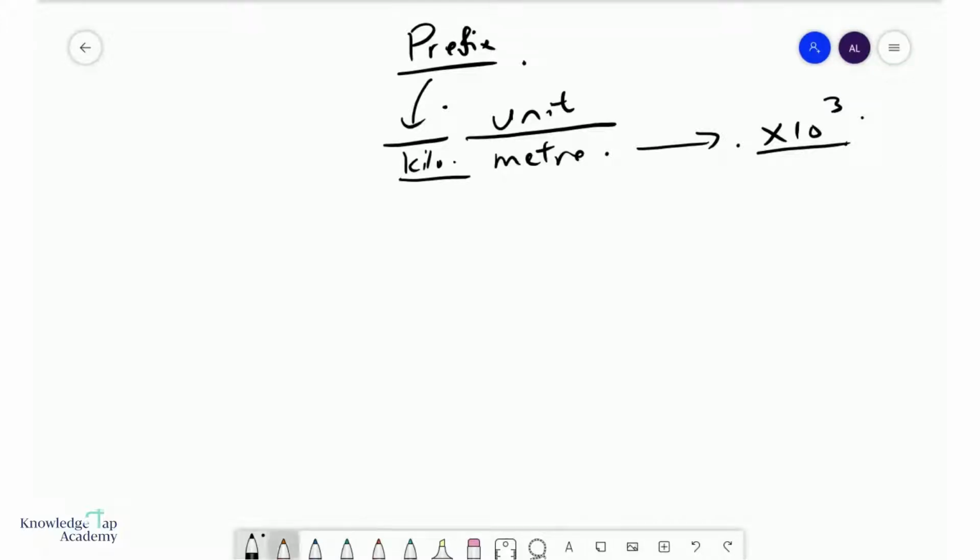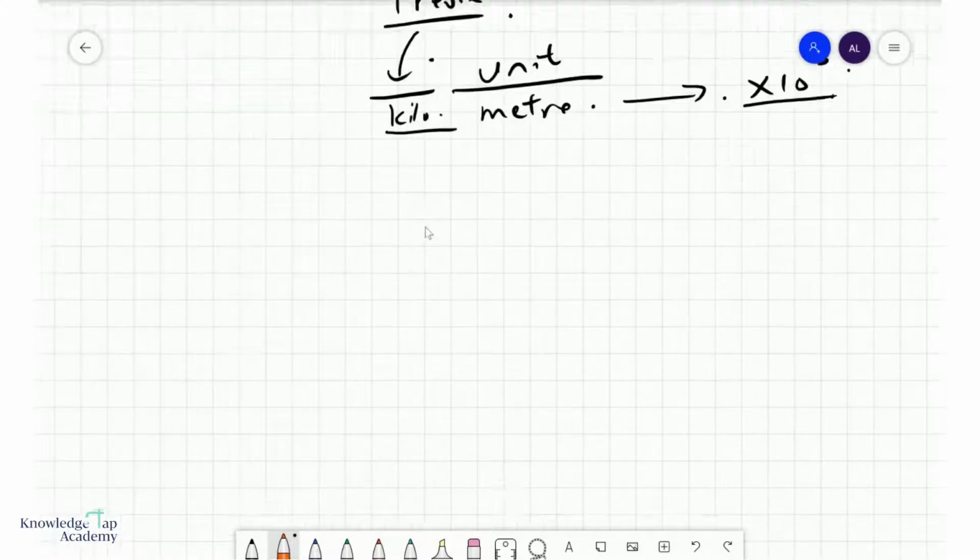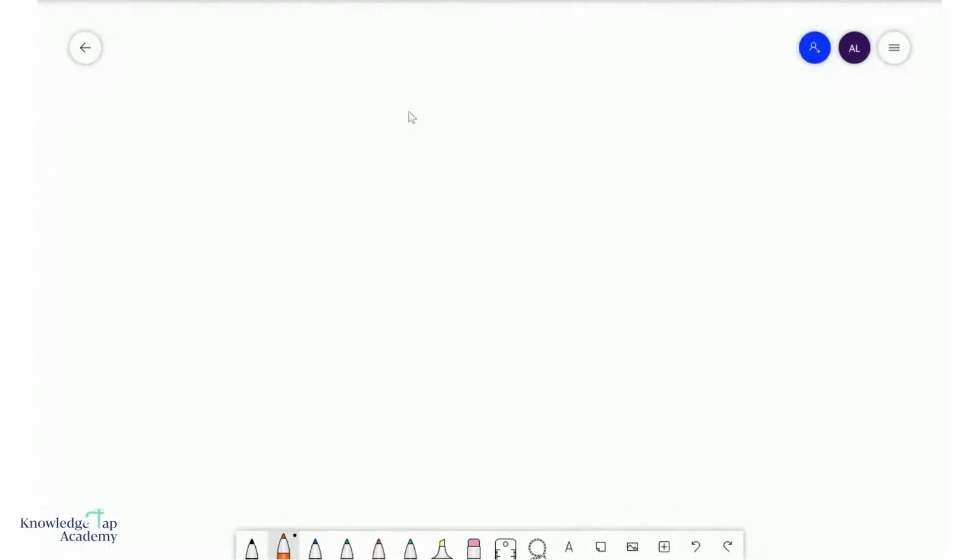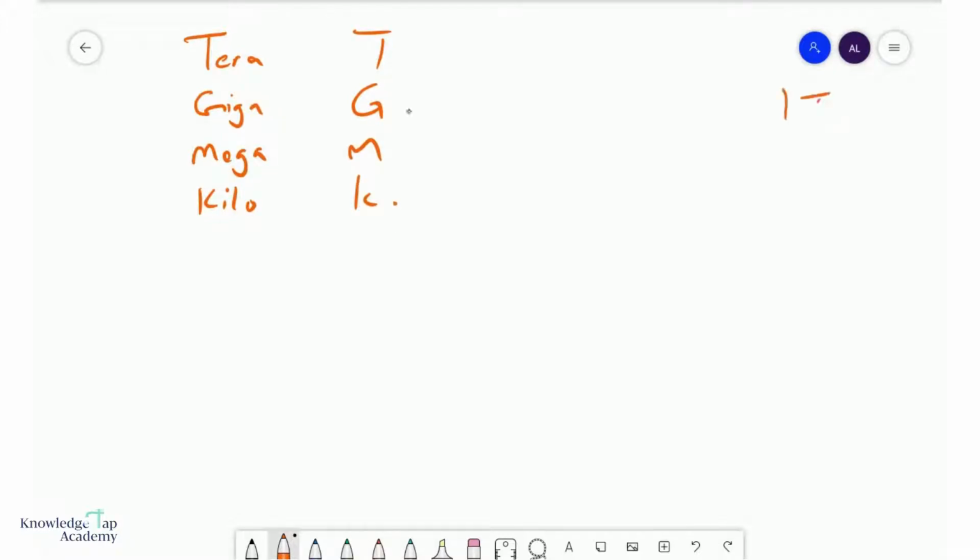Now in the A levels, we are required to know quite a number of prefixes, and so we're going to run through the list. The largest one that we need to be aware of is the tera, followed by the giga, and then mega, and then kilo. The symbol for tera is a big T, big G, big M, K. So for example, 1 terameter would be 10 to the 12 meters. That's the scale factor represented by tera.